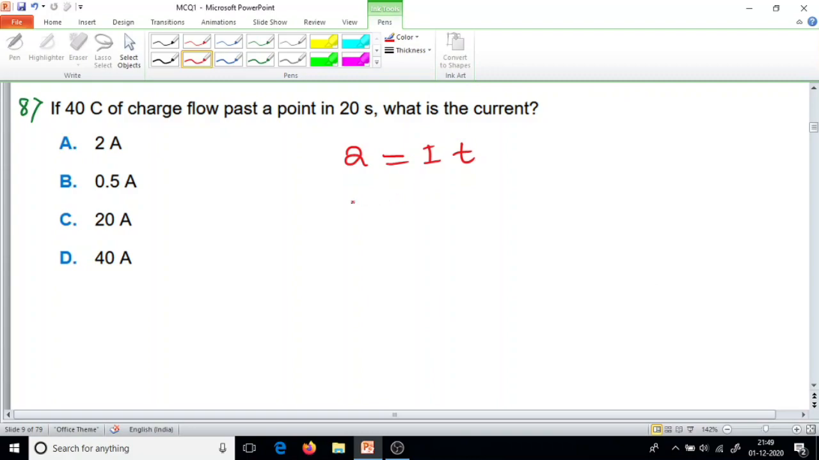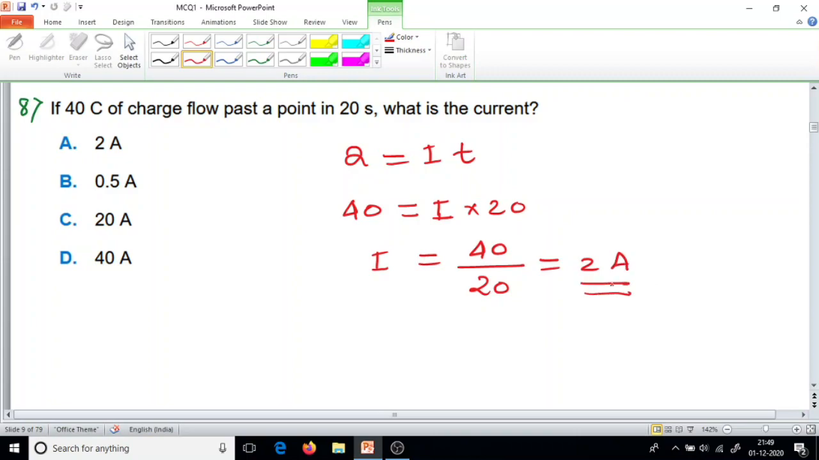Q equals IT. What is Q? 40 coulomb of charge, and we have to find I. What is the time? Time is given as 20 seconds. So I equals 40 upon 20, that is equal to 2. So 2 amps of current flow through the point.